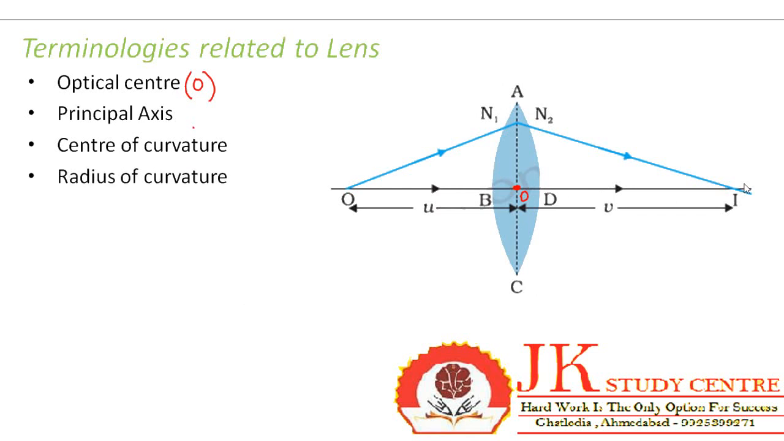Radius of curvature, again here we will have two radii of curvature. One radius will be the radius of this sphere. Another radius will be the radius of this sphere. Right? So here radius of curvature is denoted by R1 and R2. Similarly, center of curvature is denoted by C1 and C2, because we have two centers of curvature, two radii of curvature. That is why we have denotations for two.